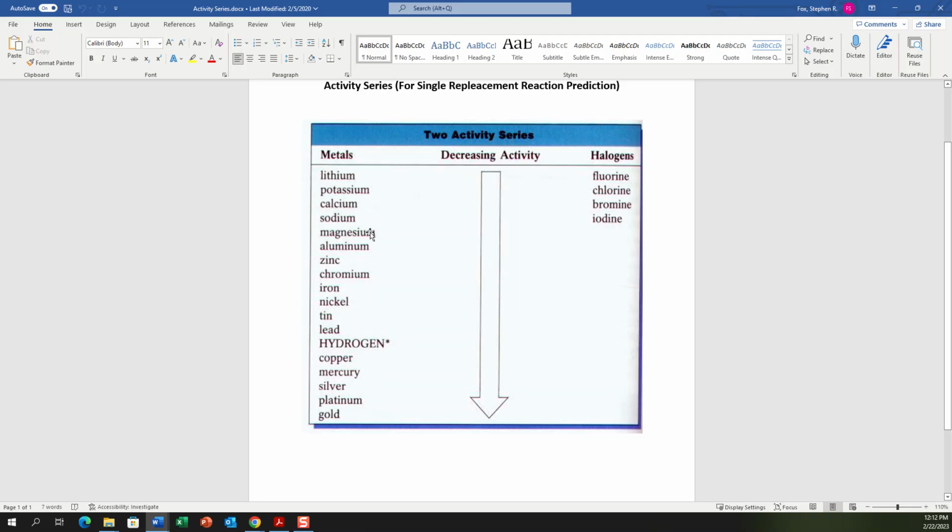So again, let's think about what we did. We saw that it was sodium. If a single replacement reaction is going to happen, it was going to be sodium replaces magnesium. Then you had to ask yourself, can sodium replace magnesium? And the answer is yes, because sodium is above magnesium on the activity series.